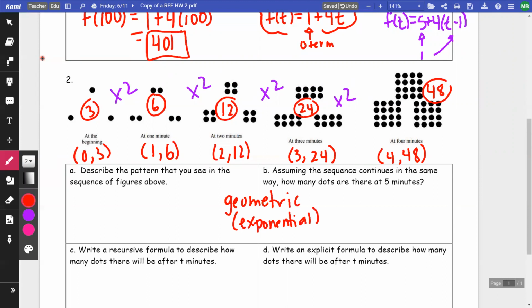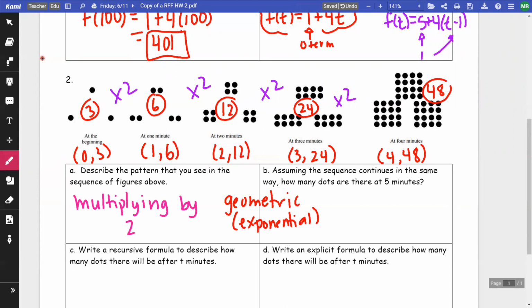Okay, describe what you see in the pattern above. So we are multiplying by 2 each time. Assuming the sequence continues in the same way, how many dots are there at 5 minutes? So I know at 4 minutes, there are 48. So I'm going to go 48 times 2.